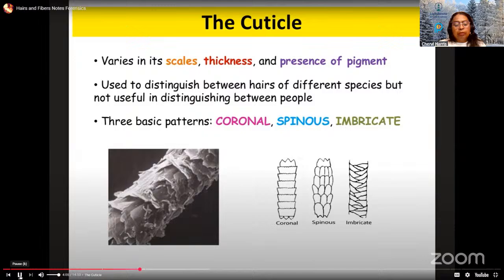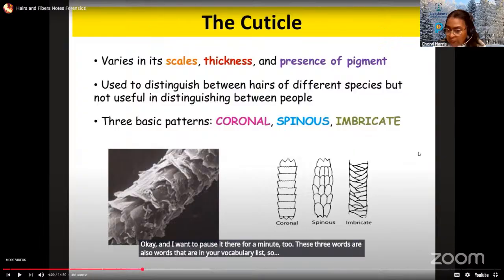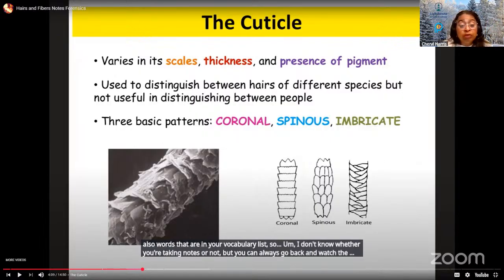But the good news is you don't have to memorize the different types. Okay, and I want to pause there for a minute too. These three words are also words that are in your vocabulary list. I don't know whether you're taking notes or not, but you can always go back and watch the video. But these are also words that are on your vocabulary list.